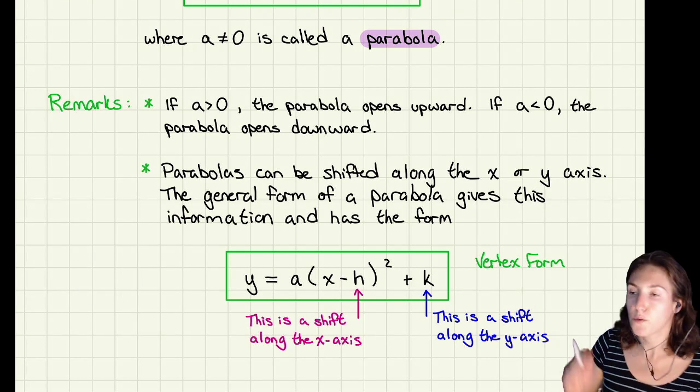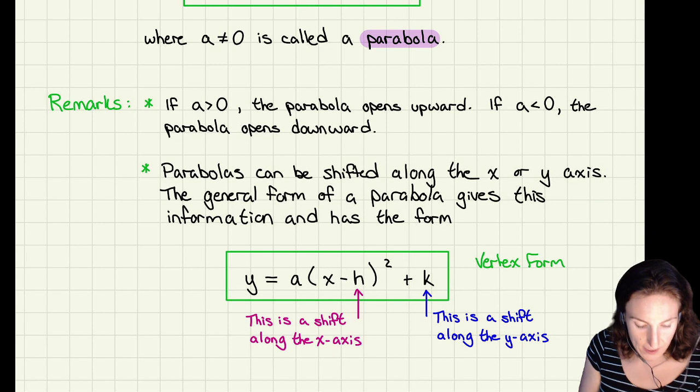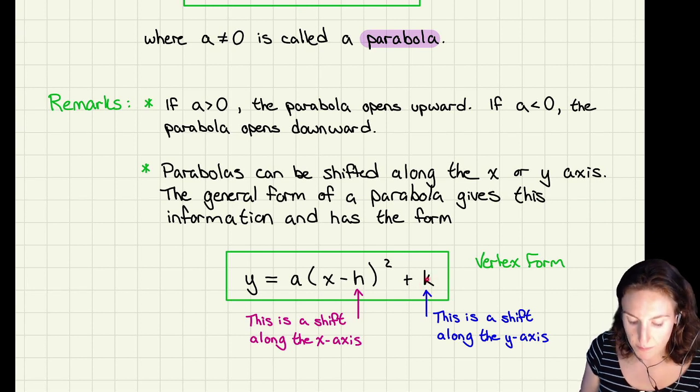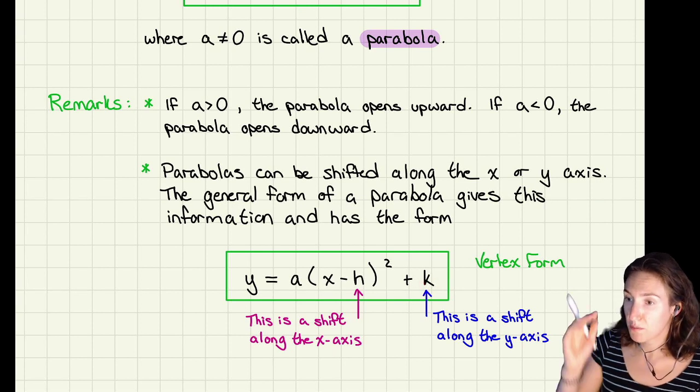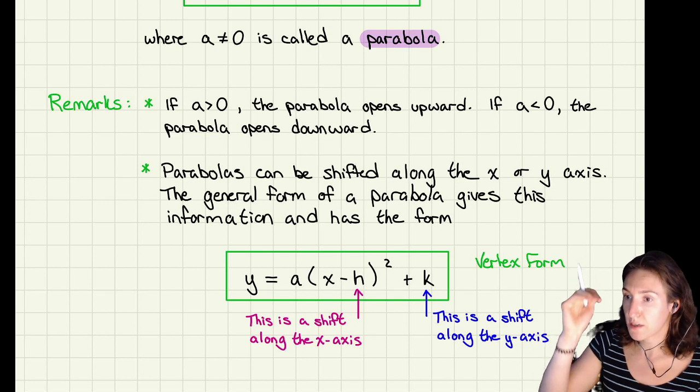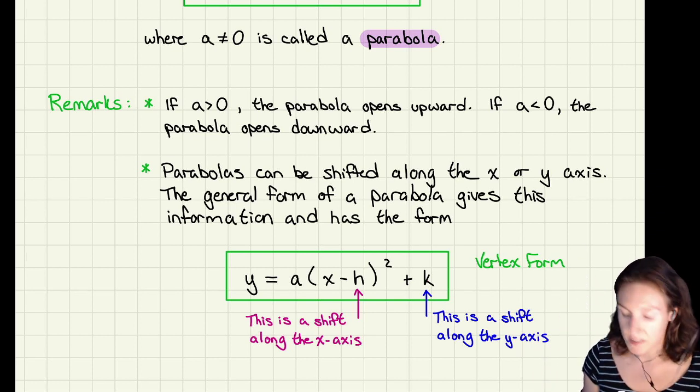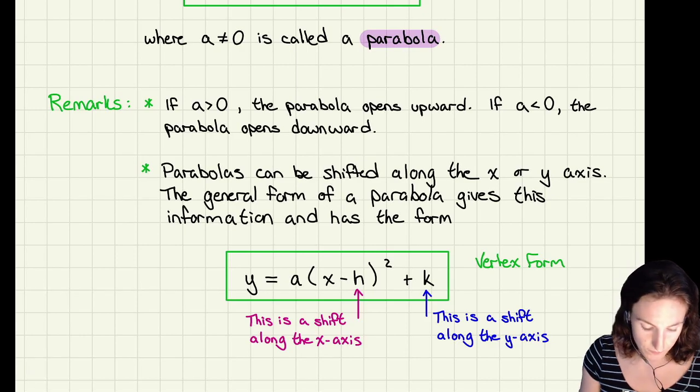And then if you move in the y direction, either up or down, that's represented by the constant here. Just like the b-intercept tells you if you're up or down from the origin, similar to this k here. It tells you if you're shifted from the origin or not.